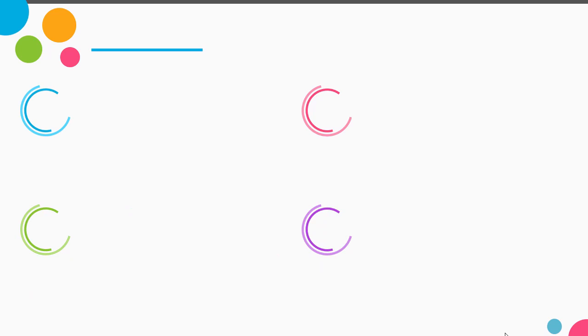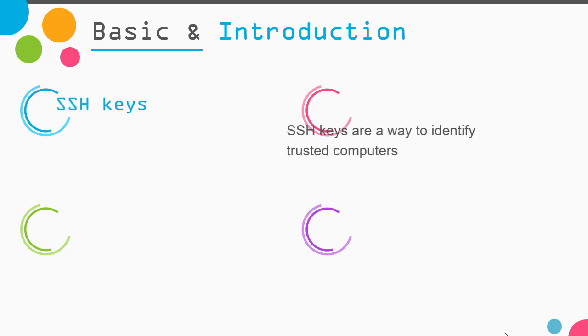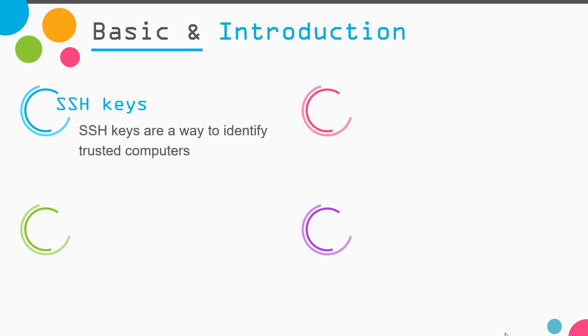In this lecture, we'll be learning how to communicate with GitHub using SSH protocol. Now, SSH means secure shell. It is also known as secure socket shell and is a Unix-based command interface and protocol for securely getting access to a remote computer. SSH keys are a way to identify trusted computers. Now, this identification process does not involve passwords and is more secure than a password-based authentication system.